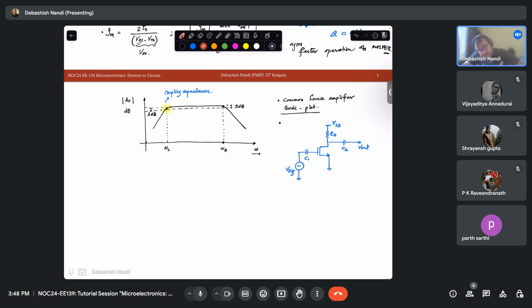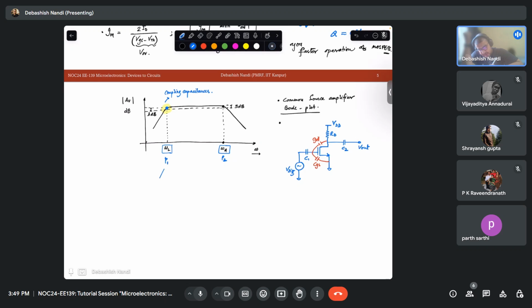And there are other capacitances, CGS, CGD. Okay, so this is called a pole. This is basically a zero, not a pole. This is basically a pole, not a zero. This is a pole. So this is, let's say, called P1. Let's call this P2.